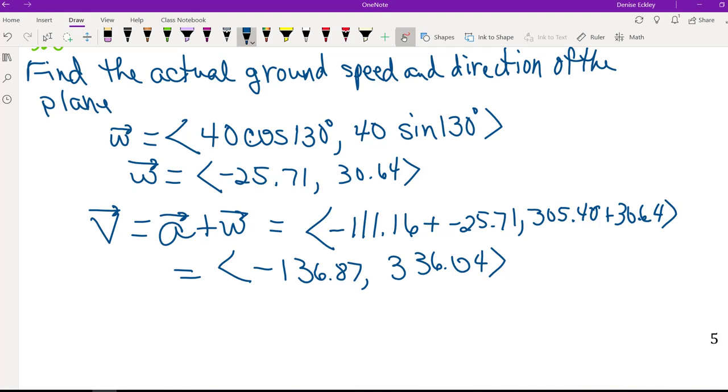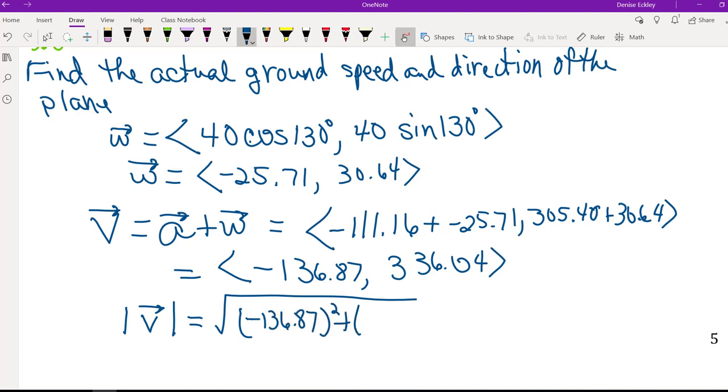Okay, so let's start with the magnitude. So the magnitude of V is going to be the square root of negative 136.87 squared plus 336.04 squared. So our magnitude is going to be 362.84 miles per hour. So that's our ground speed.